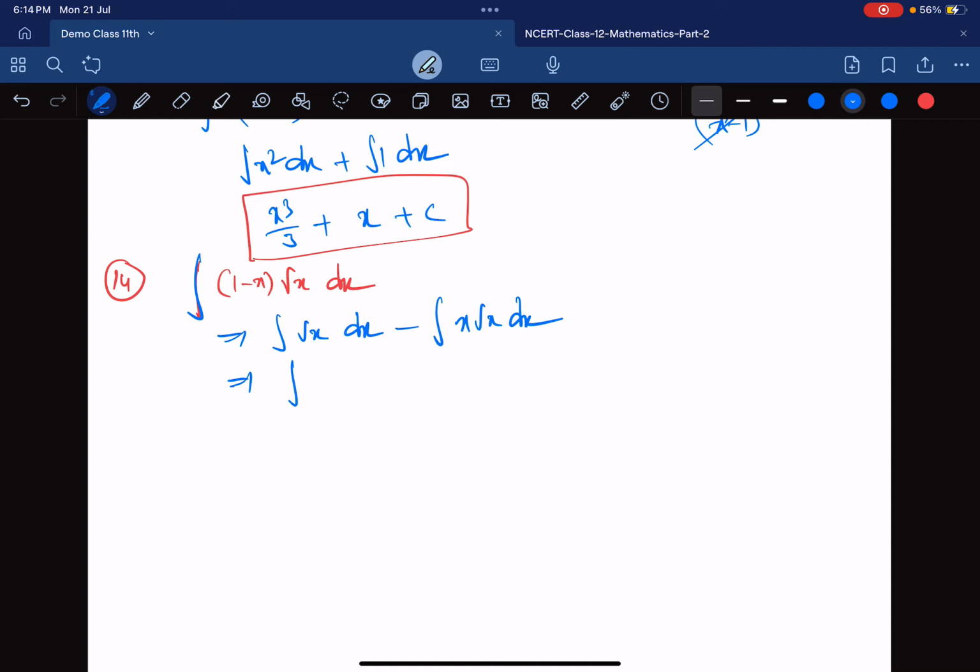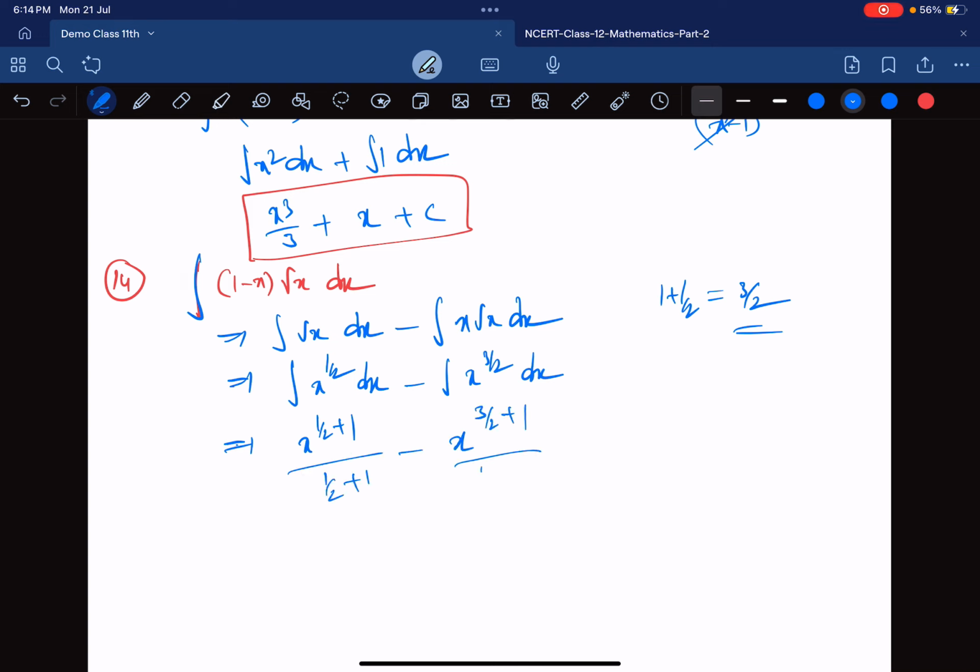So convert to power form: x power 1 by 2 dx, and this will be x power 3 by 2 dx. 1 plus 1 by 2 equals 3 by 2: root x is power 1 by 2, x is power 1, so adding that we get 3 by 2. Now directly apply the formula: x power (1 by 2 plus 1) by (1 by 2 plus 1) minus x power (3 by 2 plus 1) by (3 by 2 plus 1) plus c.